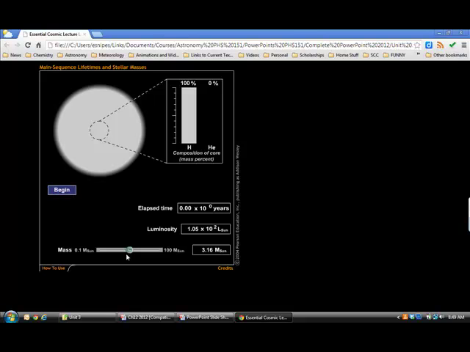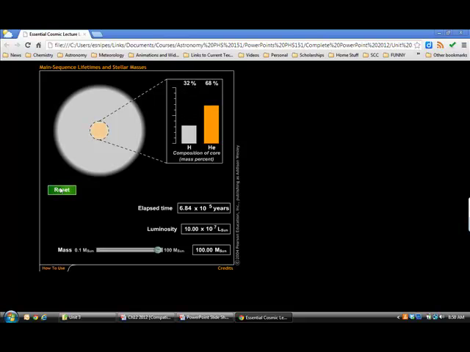One of the things I can control down here is the mass of the star. This happens to be a star that's 3.16 solar masses. If I begin this, you can see the hydrogen is converted to helium. You can see the time elapsed and the luminosity of that particular star. All right, so let's look at a more massive star, 100 solar masses.